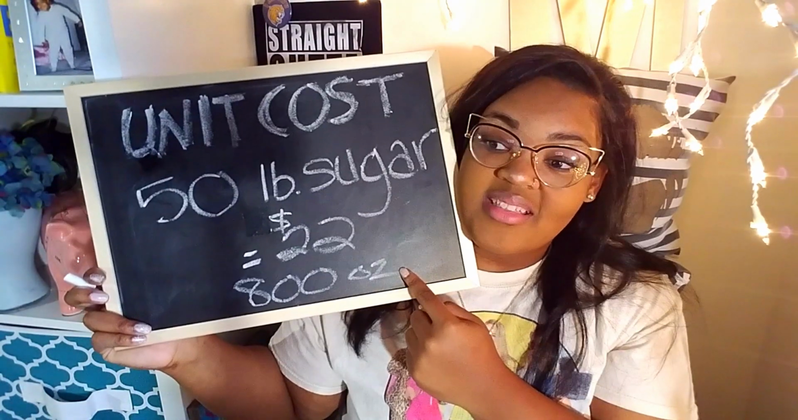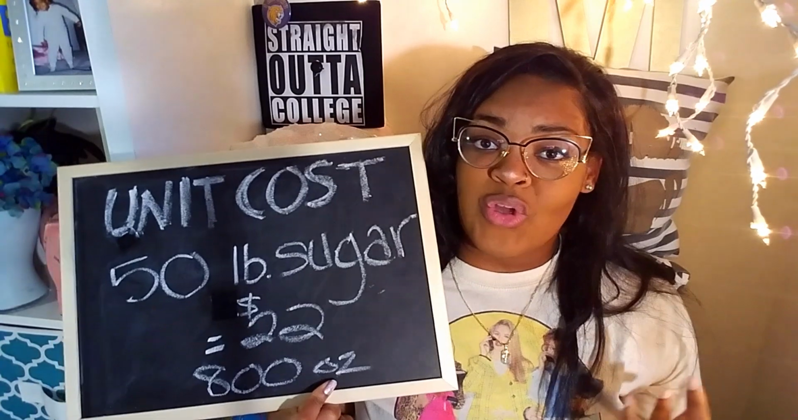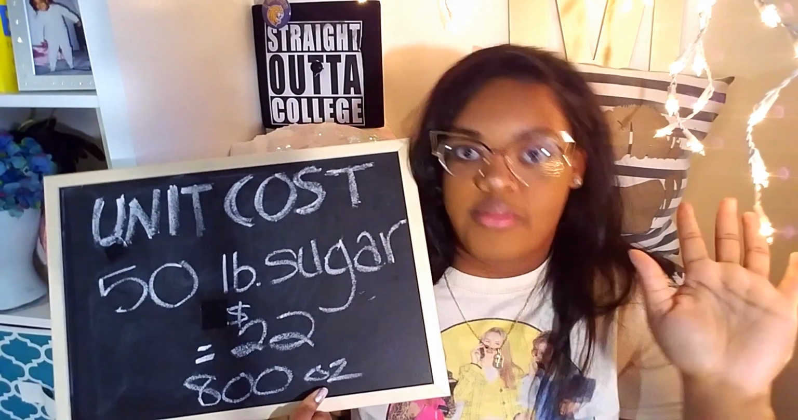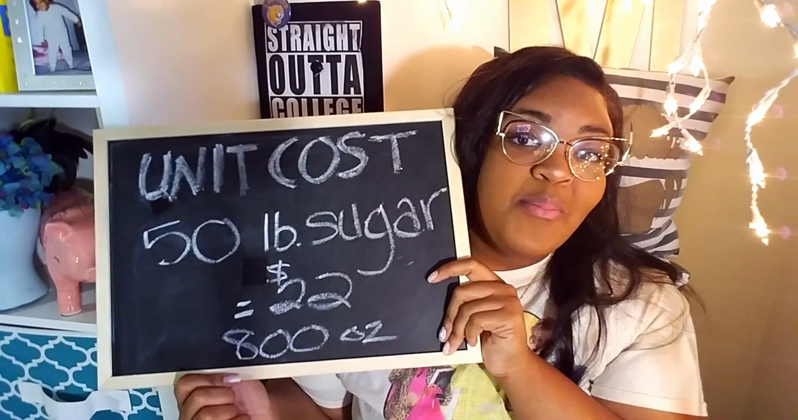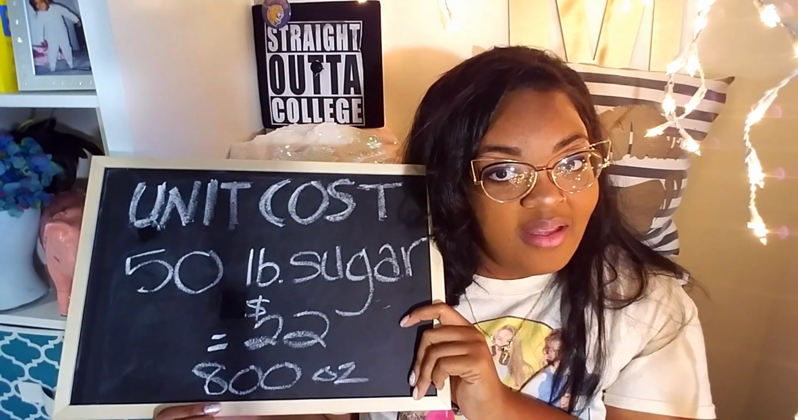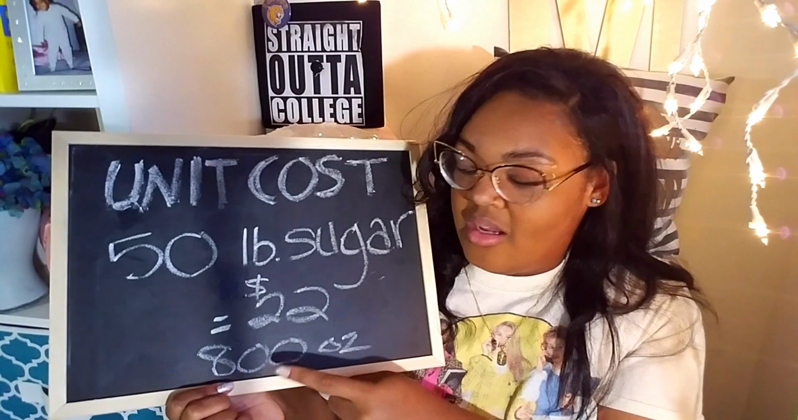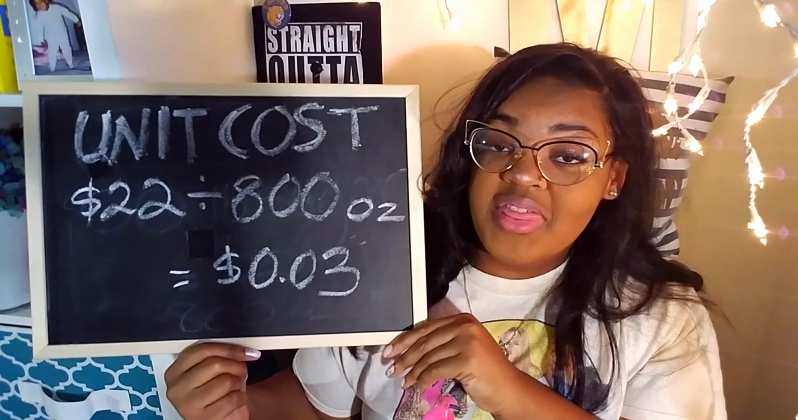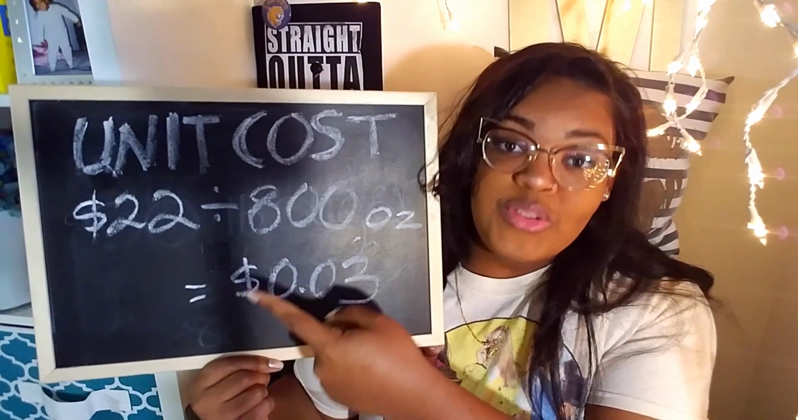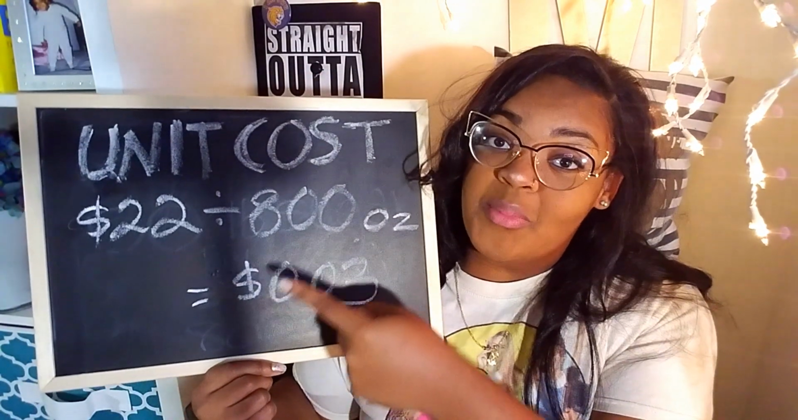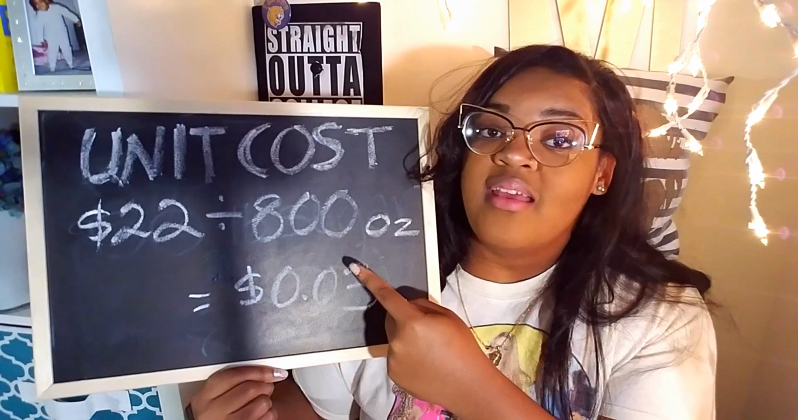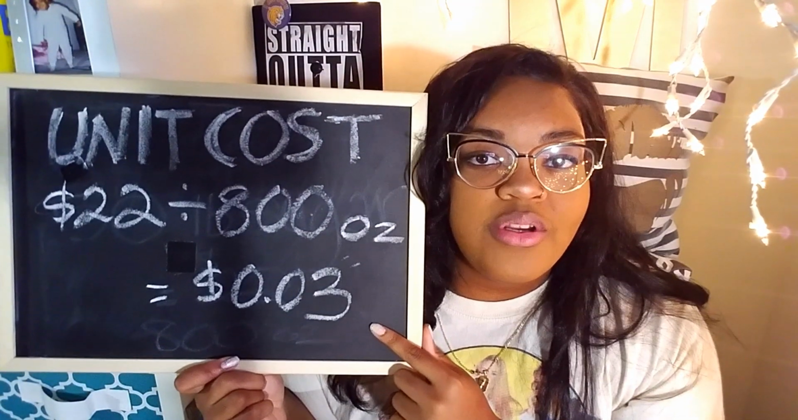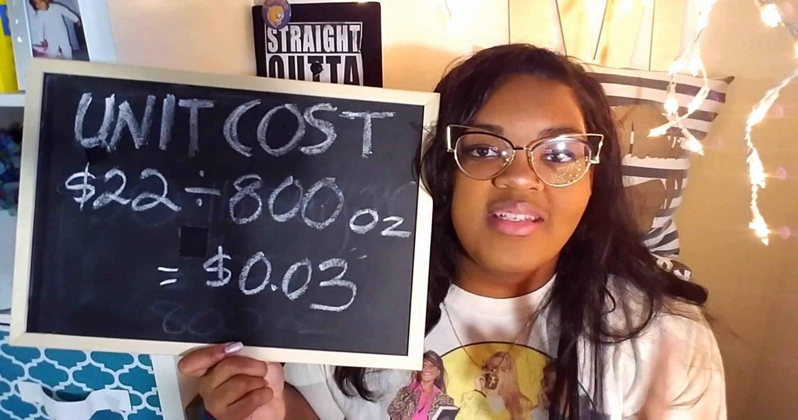Because that's a whole lot of sugar. My recipes only call for about 2 cups of sugar, which is about 14 ounces, give or take, okay? To find out how much sugar I'm actually using per recipe, I have to take the $22 and divide it by the 800 ounces. Doing that math, we find out that the $22 we spent on that 50-pound bag of sugar, converted to 800 ounces, equals 3 cents per unit. 1 unit is 1 ounce.